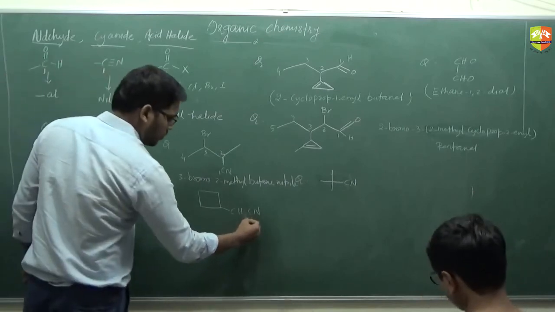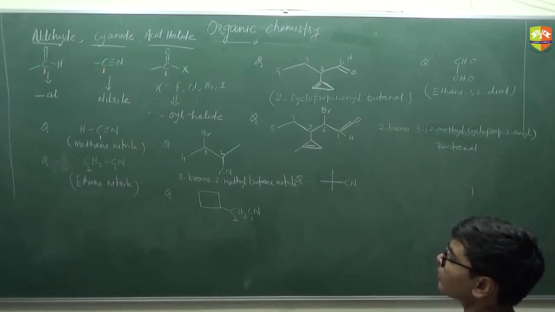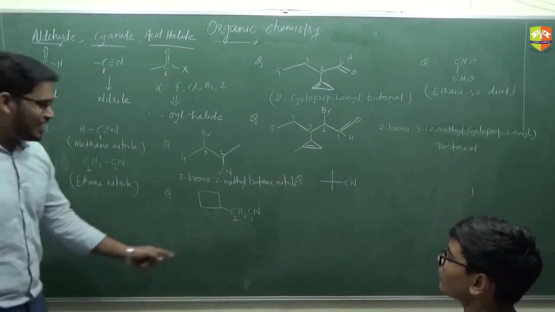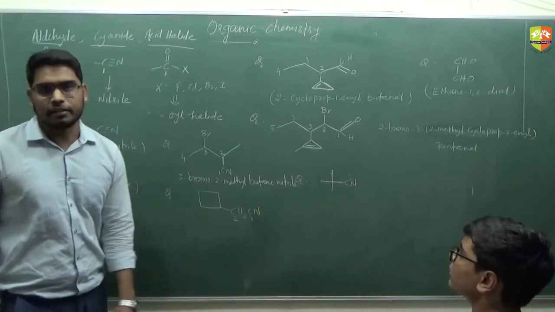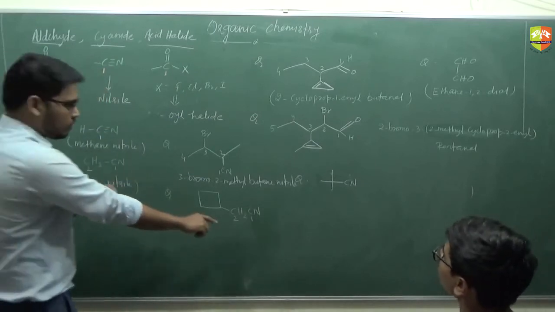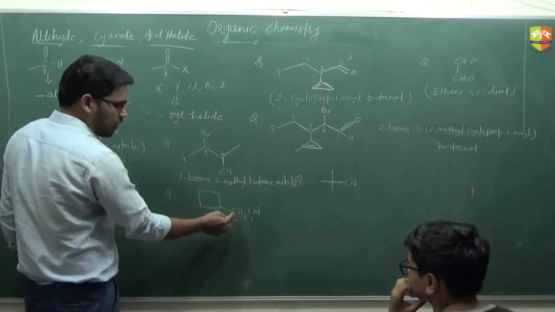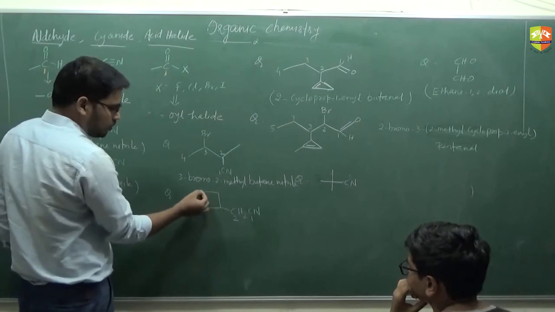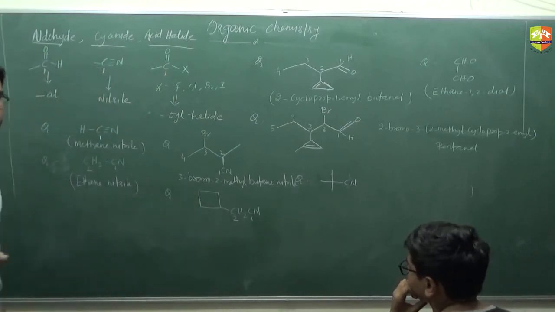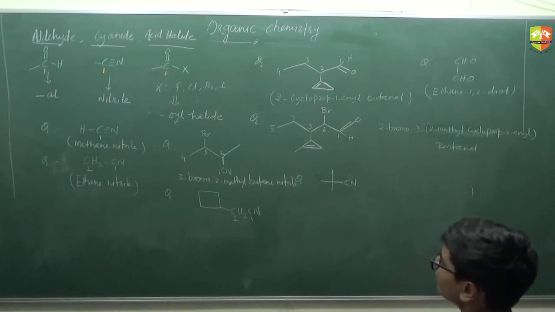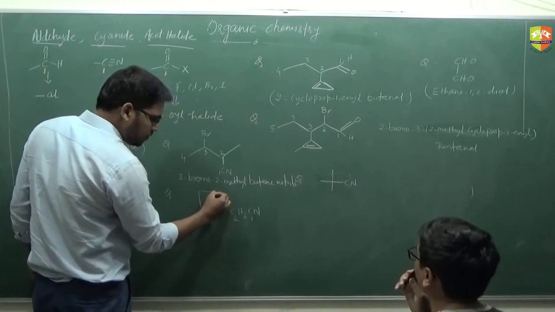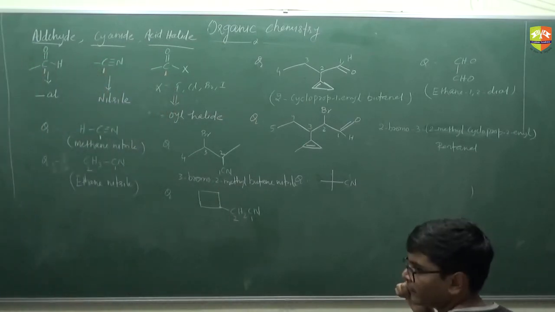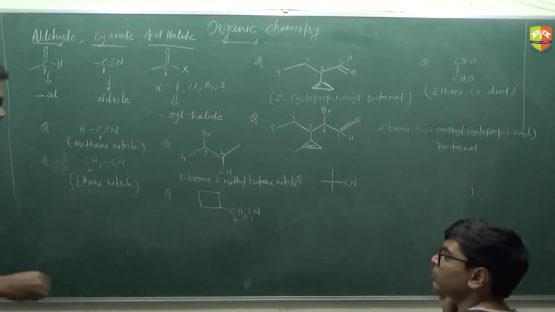What is the name of this one? It is 1, 2, right? And this is the substituent, cyclobutyl. So 2-cyclobutyl ethane nitrile. We start numbering from this carbon atom. Cyclobutyl has 1, 2, 3, 4. When you say butyl, it means this carbon you are including in the group. So it is 2-cyclobutyl ethane nitrile.